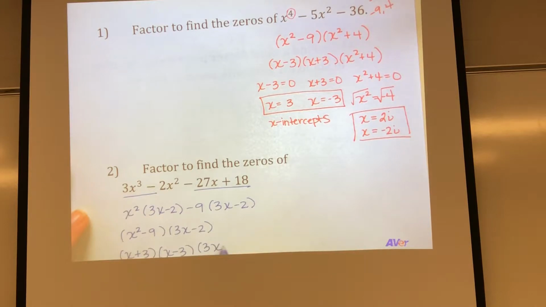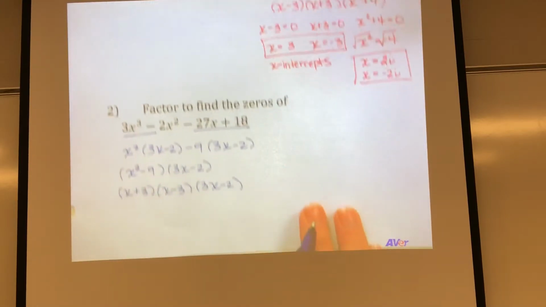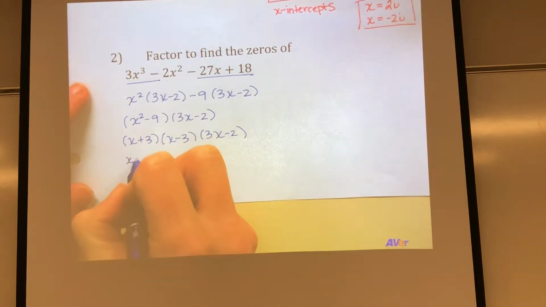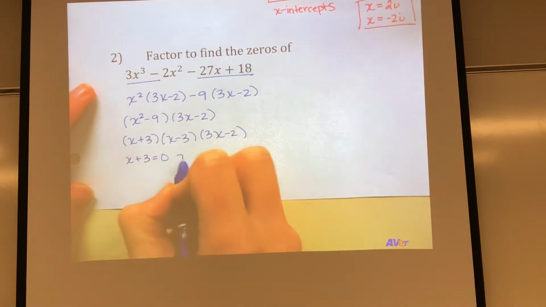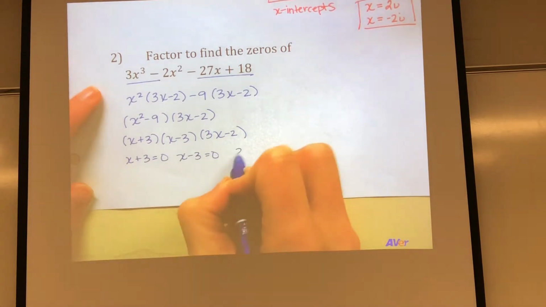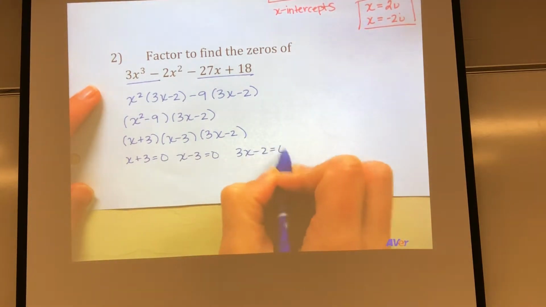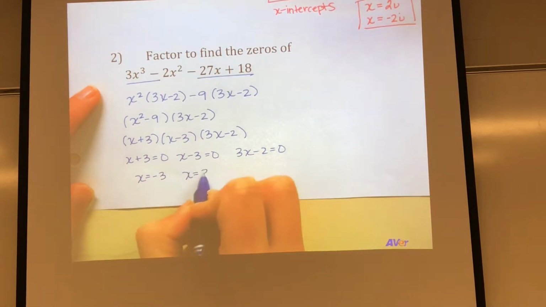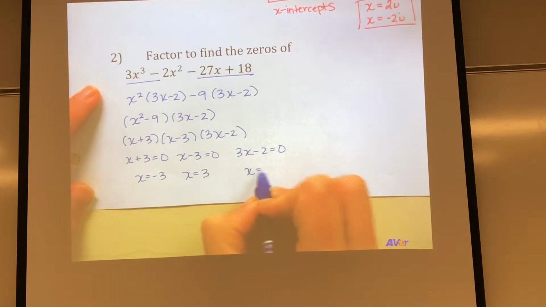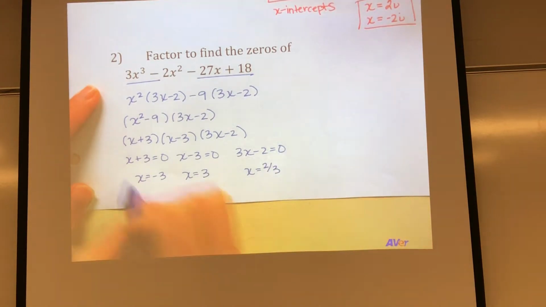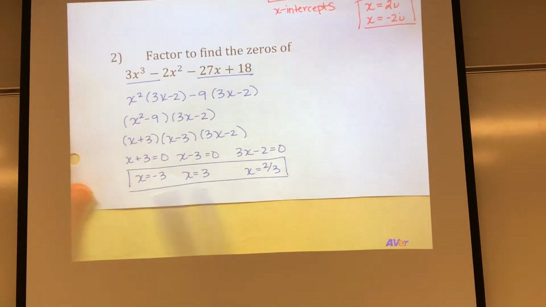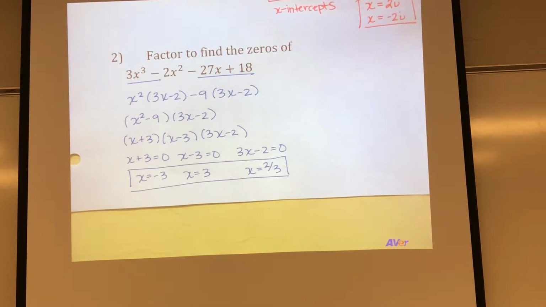And then we will take each one of those factors and set them equal to 0. So x plus 3 equals 0, x minus 3 equals 0, and 3x minus 2 equals 0. So we have x equals negative 3, x equals positive 3, and x equals a positive 2/3. Now each one of these represents an x-intercept. So on this graph of this cubic, it crosses the x-axis 3 times with no imaginary zeros at all.